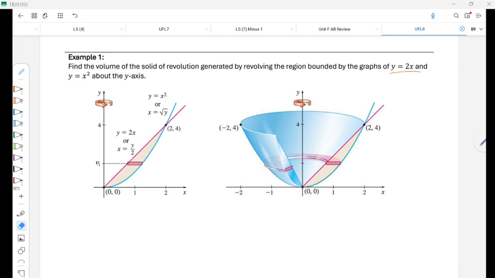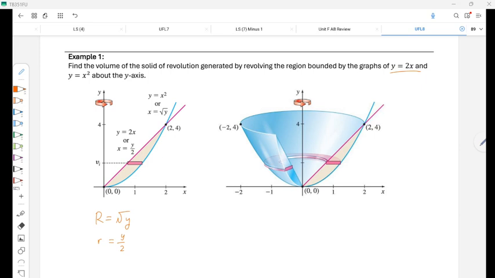Remember, when we're talking in terms of y, the upper function is the function that's further to the right, and the lower function is the function that is further to the left, or closer to the axis that you're rotating about. So in this case, our capital R is going to be in terms of y, so we'll call that the blue, which is the square root of y. And our little r is y over 2, the line. And the picture has both of our functions solved for x equals.